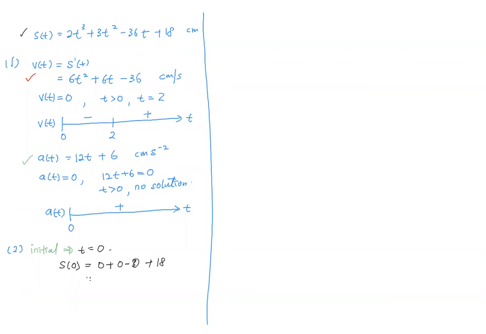So it's 18 cm. This question didn't ask you to interpret, and just now I interpreted for you, correct? So that is the initial position. Usually after you do it, it's better to interpret. Initially, the object is 18 cm. Okay, someone continue. Esther? Yes, Miss. Initially the object is 18 cm.